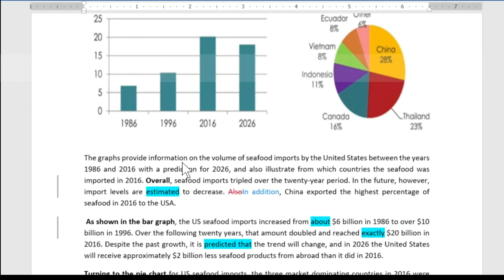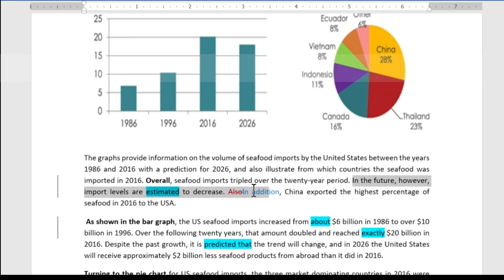But I really like this overall summary. There's a really good summary of what happens here, that it triples. Okay, so it's from about 7 to 20, so it triples. This is really good. And then remember I said this future time period's really important, and that's covered here.